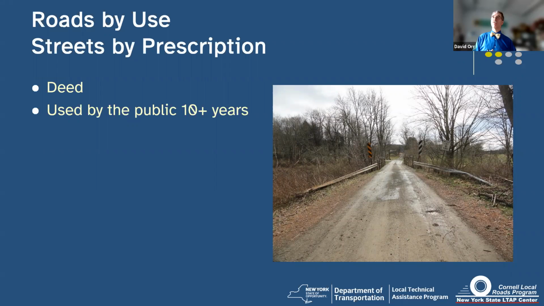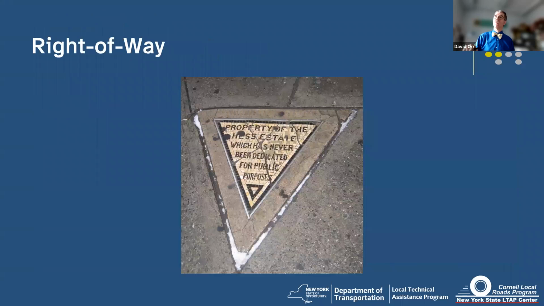A lot of our roads in New York State become roads because they were used by the public for 10 or more years. And in the case of towns, the town has done maintenance. In the case of a village, no one has stopped the public from using it. And we could spend a whole hour just on that issue. But keep that in mind, you have to have the right of way ahead of time. You don't want an issue like that.